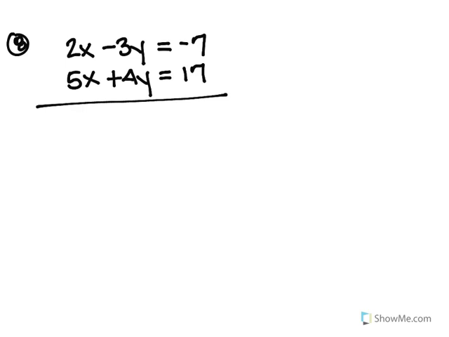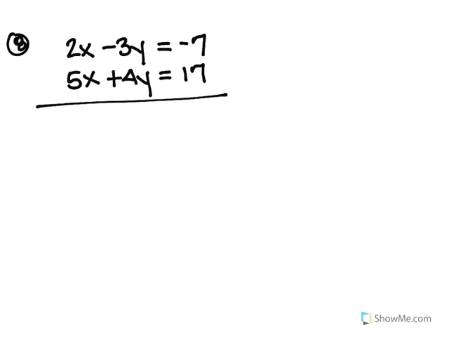If you're trying to get rid of your x's, 2 and 5 both go into 10. So you're trying to make your x's equal 10 and negative 10. Therefore, it will be 0, which will cancel. My y's, I have a negative 3 and a positive 4. Their common multiple would be 12. So I would need a negative 12 and a positive 12 to make it cancel.